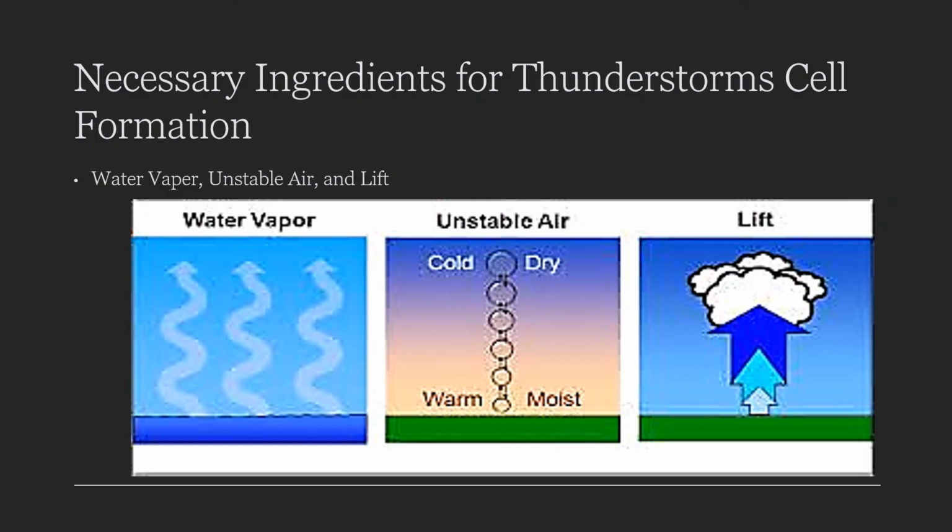Necessary ingredients for thunderstorm cell formation. Most processes require a few fundamental elements to occur before they begin, and thunderstorms are no exception. Thunderstorm cell formations require three ingredients. These are sufficient water vapor, unstable air, and a lifting mechanism. Sufficient water vapor is commonly measured using dew point, and this must be present in order to produce unstable air.